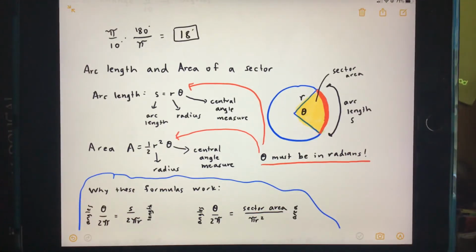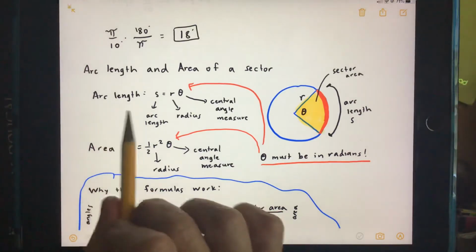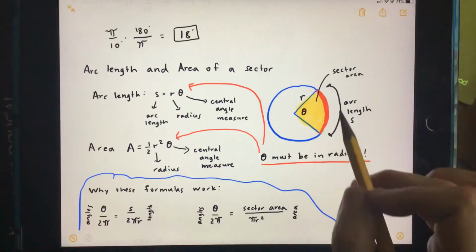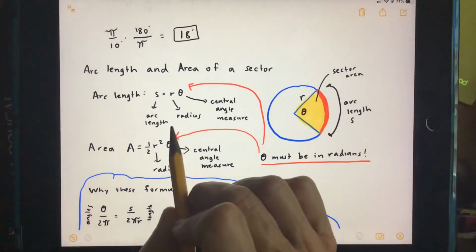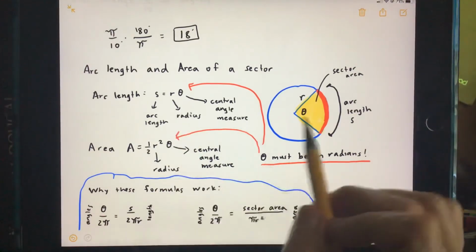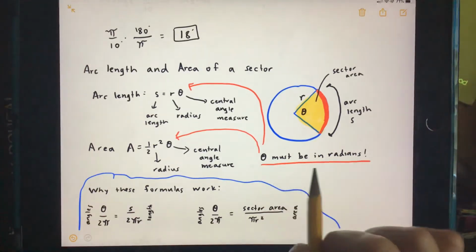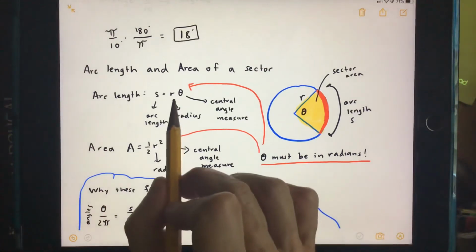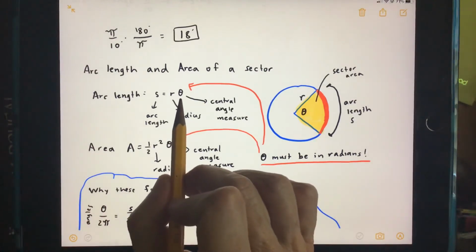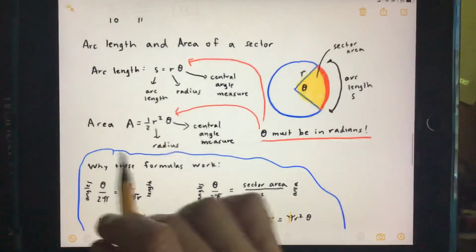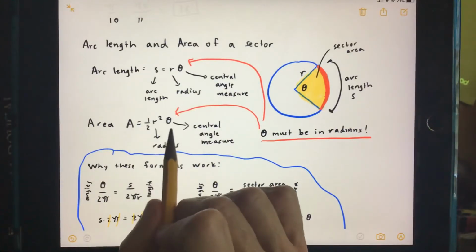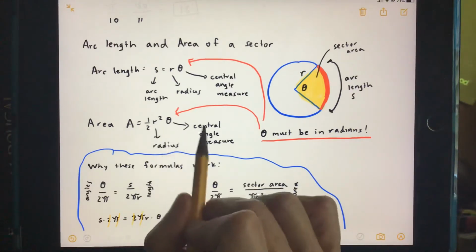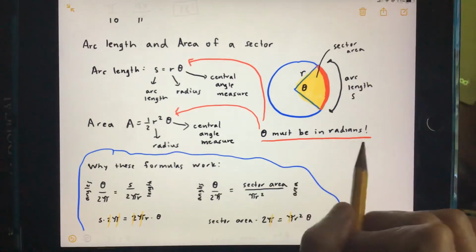All right, so we have some formulas. I'll explain how and why they work in a minute. Arc length is S equals R theta, where S is the arc length. That's this measurement from here to here. R is the radius. We're familiar with the radius already. And theta is the central angle measurement as long as it's in radians. Now you can see why we were learning how to use radians. This formula only works if this angle measurement is written in radians, not degrees. The area formula is A equals 1/2 R squared times theta, where R is the radius, and again, theta is the central angle measure in radians.